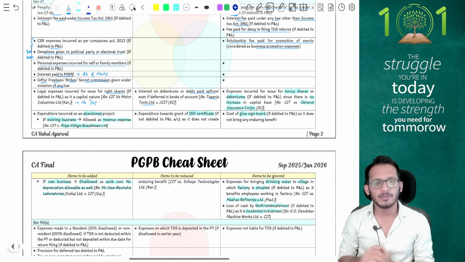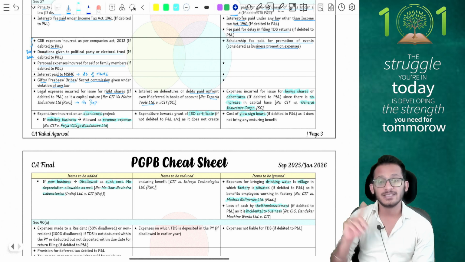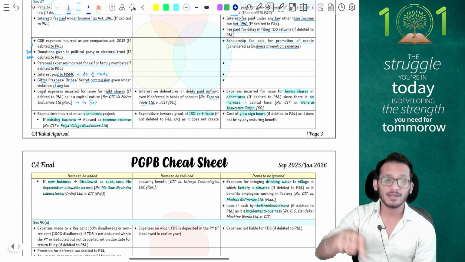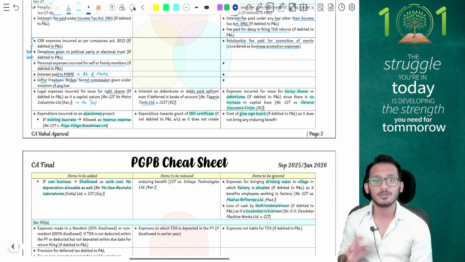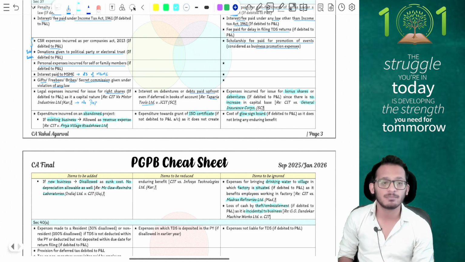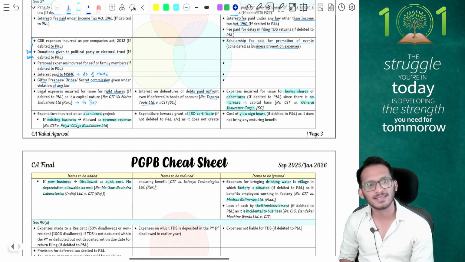Please go forward, people, and when you next time try doing a question of PGBP, try to use this cheat sheet and see where this adjustment is and make an adjustment accordingly. See if you're able to get the right answer. Yes, I'm pretty sure you should be able to get a right answer if you have understood this cheat sheet properly. We will understand it to that extent. Are we ready to go to the next adjustments?